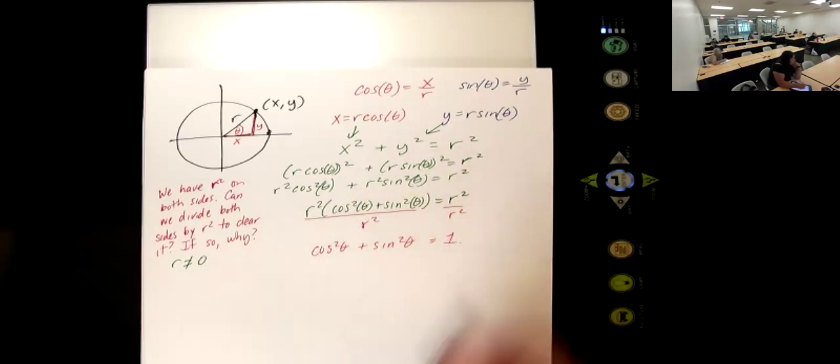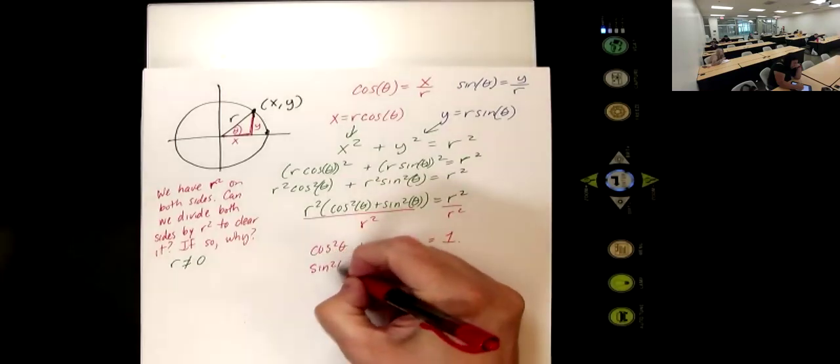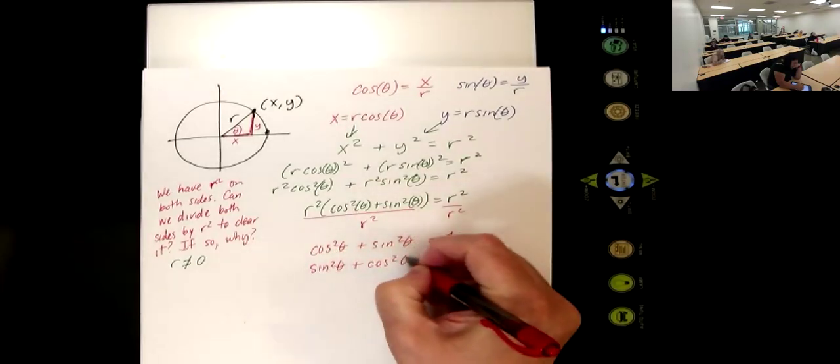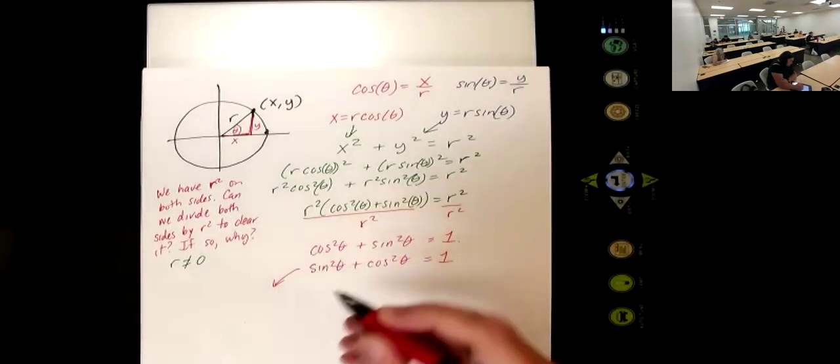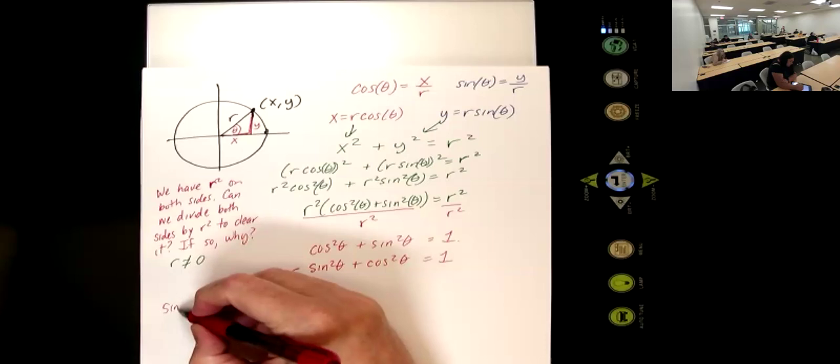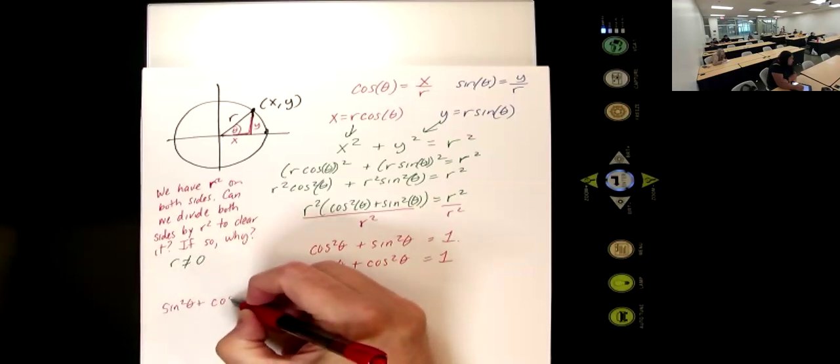And for some reason, we often write it with sine squared first, I don't know why. But these are interchangeable. So whichever way you like to memorize it, memorize that one. The derivation, I said we could do it on the other ones. And I'm gonna rewrite this equation twice.